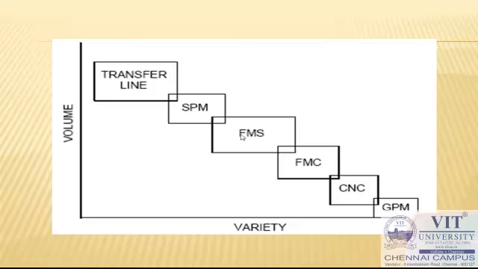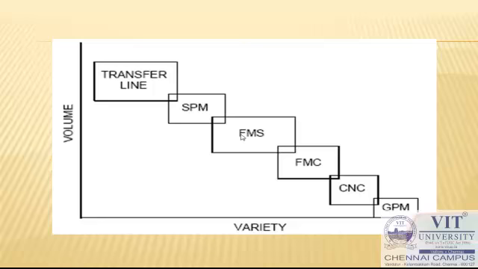Suppose you have 1 or 10 or 100 components. You can have variety, but the volume is less, so you can use any general purpose machines to manufacture that. Suppose you have a lot of variety, but the volume has somewhat increased, you can go for CNC machines. If the variety is less and the volume is more, you can upgrade to FMC.